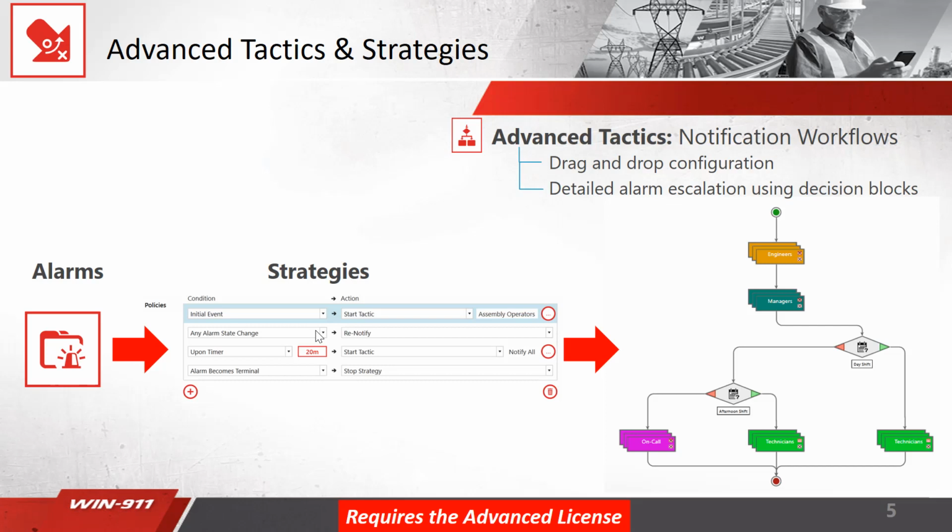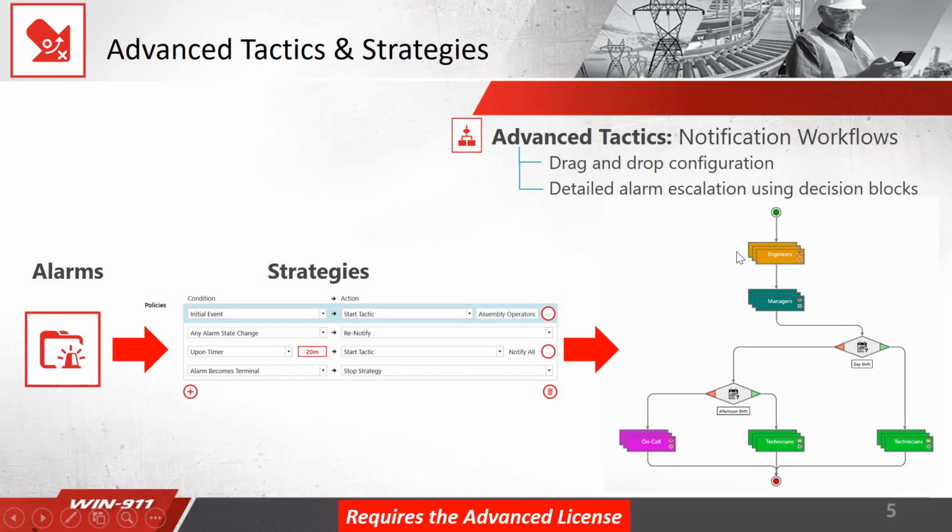who have been contacted. Using advanced strategies, you have the option to define what happens upon a timer if you choose to use. In this example here, upon a repeating timer of every 20 minutes, we will start a tactic called notify all. This notify all tactic would contact all the people in your phone book, whether it's your email, phone, SMS, or your mobile app. The last step in the process here in this strategy is as the alarm becomes terminal, you'll stop that callout list.